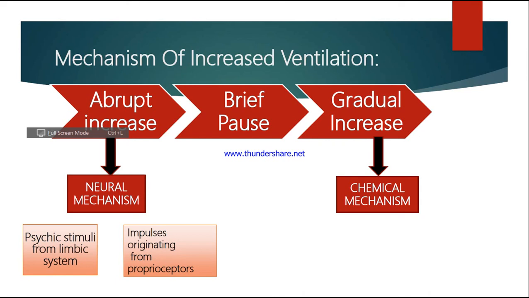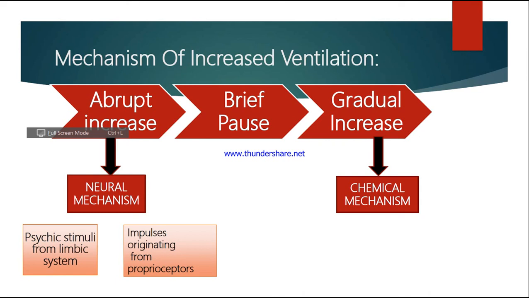So what happens in the neural mechanism? There is a psychic stimulus. Even before you do the exercises, the mere thinking of doing exercise is known as a psychic stimulus, and it comes from the limbic system. It will increase ventilation abruptly. While you do the actual exercises, the proprioceptors from the joints will also cause an abrupt increase in ventilation. So these are the neural mechanisms which guide the abrupt increase in ventilation.